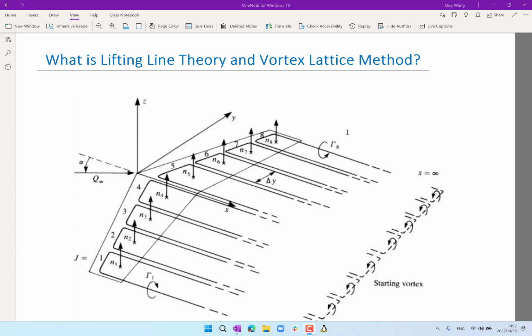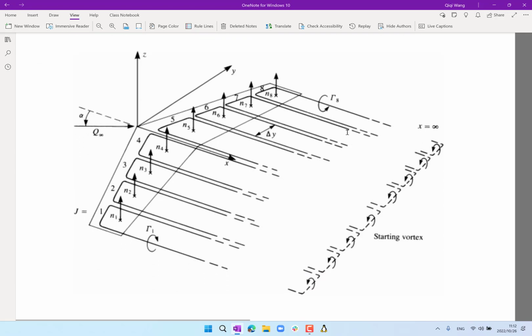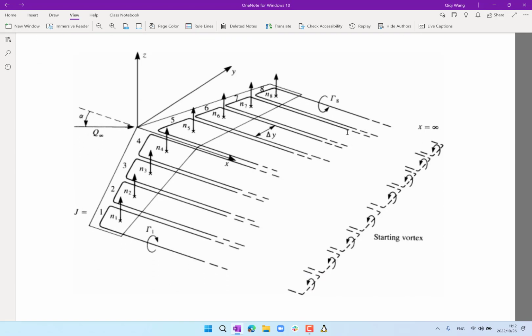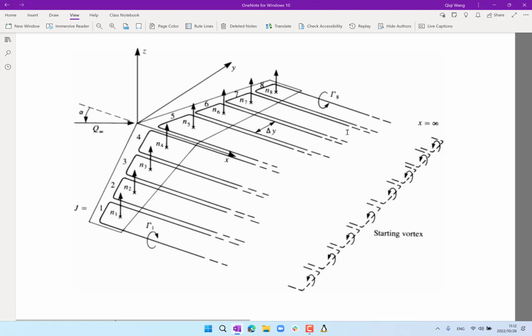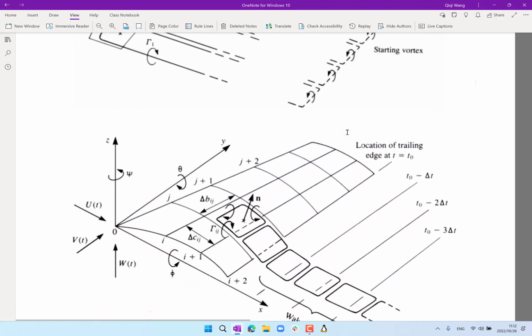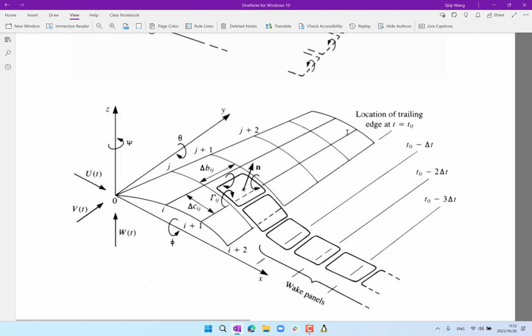People developed the vortex lattice method. So what's the difference? The difference is that we no longer assume these vortices go downstream to infinity. Instead, we are going to be approximating this string of vortices using individual elements of pretty much rectangular vortex rings.